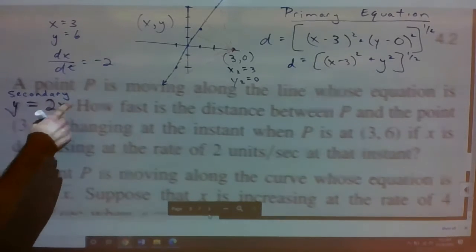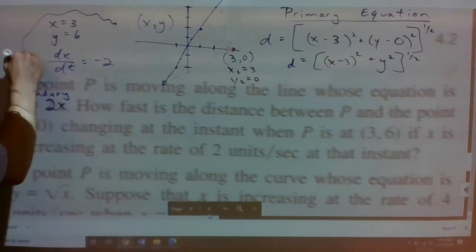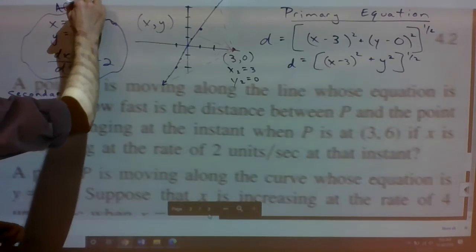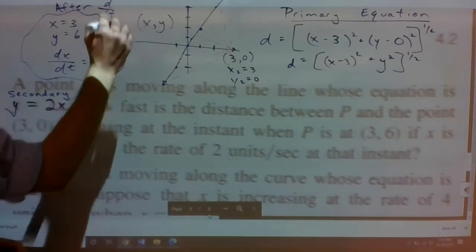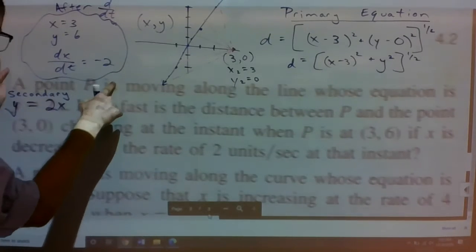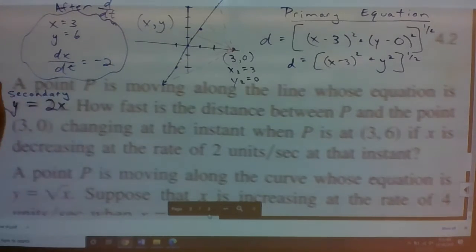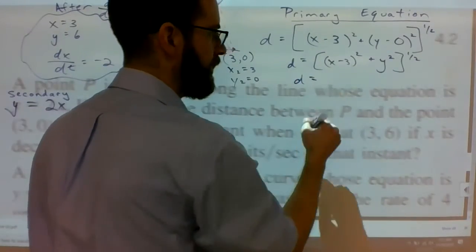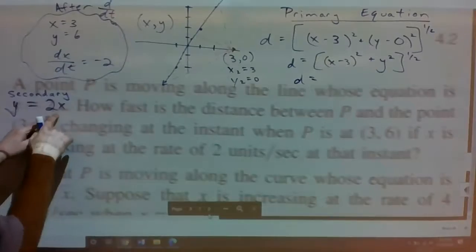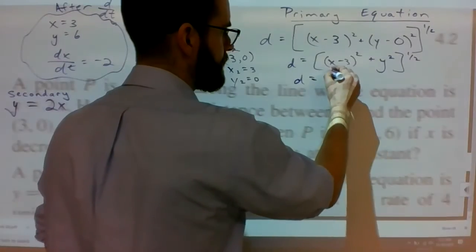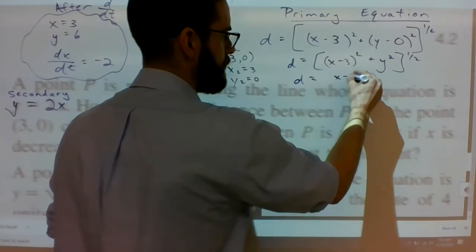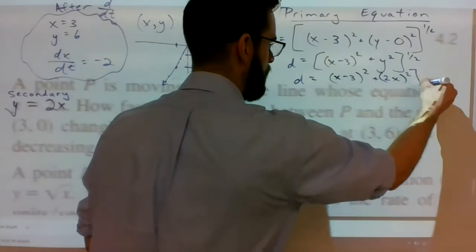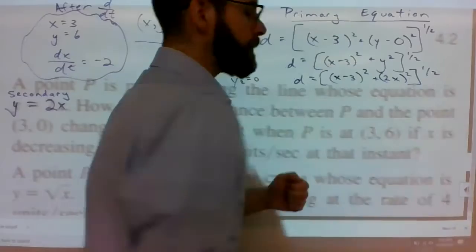So that's what we're going to do. By the way, we are not going to replace this until we take the derivative. Just keep that in mind. This is after taking the derivative with respect to t. Anyway, so we're going to replace y squared with (2x) squared, with 2x.